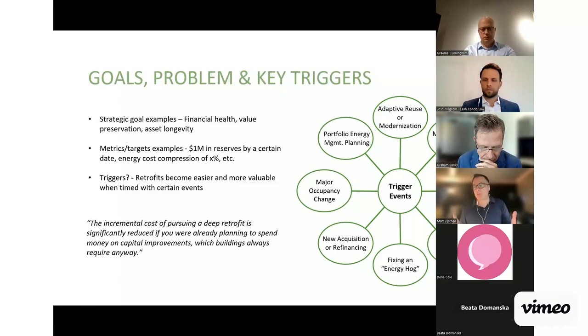Sometimes it could be more of a building physical trigger, like occupancy change, tenancy change, things like that. But you always do want to start your planning recognizing that these events are coming up and are going to make your business case more valuable when it comes to energy retrofits. Next slide, please.